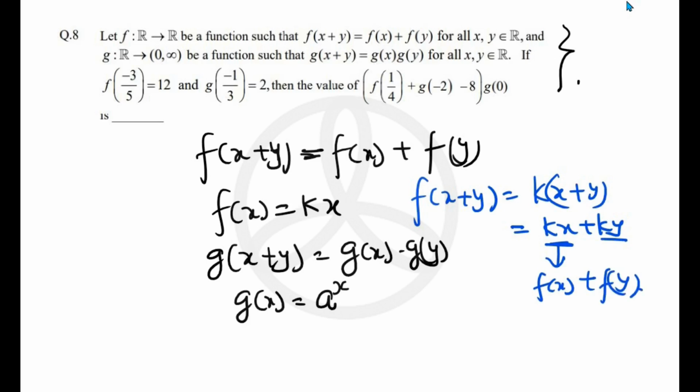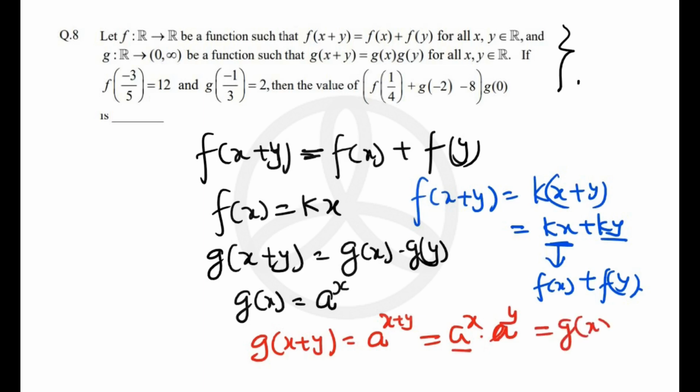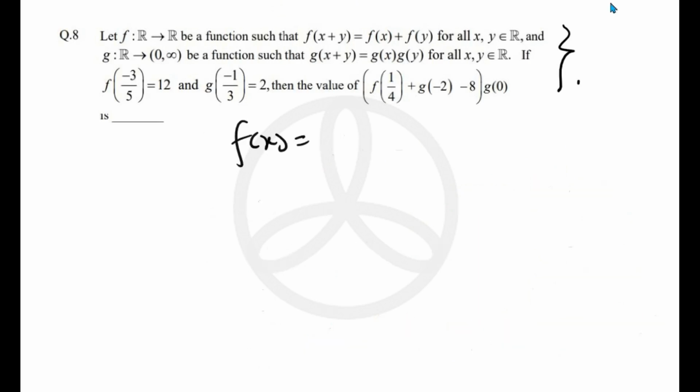Similarly, if we replace x with x plus y here, we get a to the power x multiplied by a to the power y, and a to the power x we just got as g(x), and a to the power y therefore will be g(y). So in order to solve this problem, we will assume such a thing and solve. It is not very difficult. Let f(x) be kx and g(x) be a to the power x.